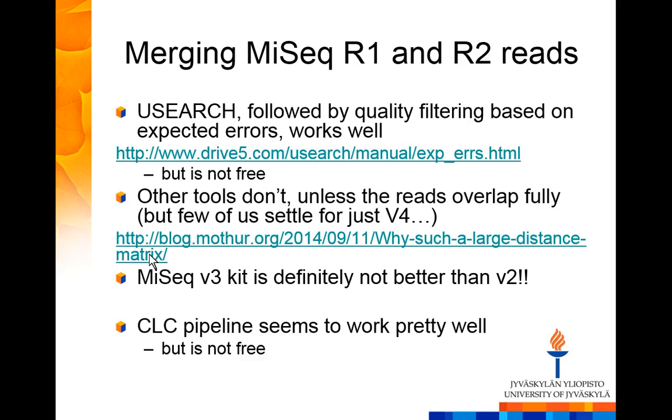And based on some initial tests of mine, the CLC pipeline seems to work pretty well for the merge and for the quality filtering. But it's not free. And also for USearch, the multi-core version. If you have more than 10 or 20 samples, you need to use the multi-core version, and that is also not free. You need to buy the license.